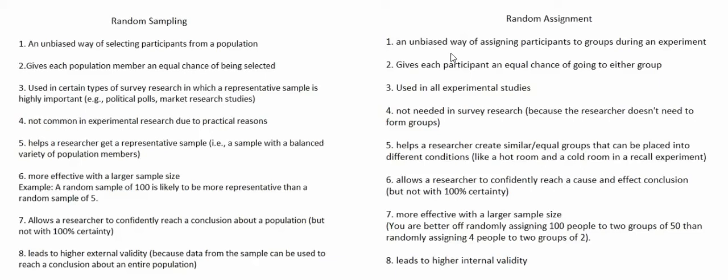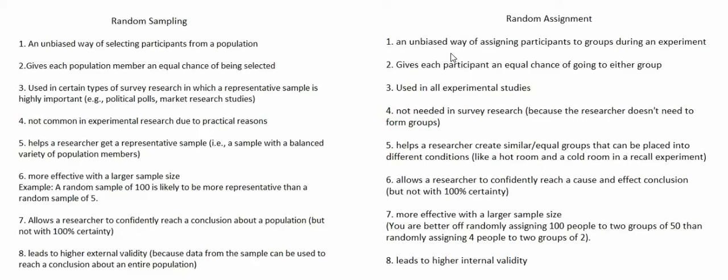If a researcher wanted to look at the effect of temperature on memory, the researcher would randomly assign the participants to two separate groups. The researcher would randomly split the participants into two separate groups. Then one group would go into a hot room, one group would go into a cold room, and then if one group does significantly better than the other and the experiment is done well, the researcher can make a confident cause and effect conclusion about temperature. And the random assignment is what allows the researcher to make that confident cause and effect conclusion.